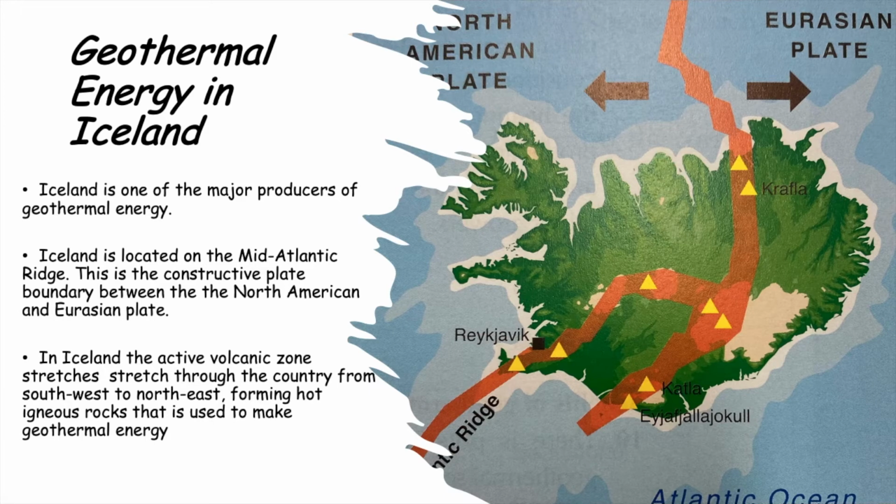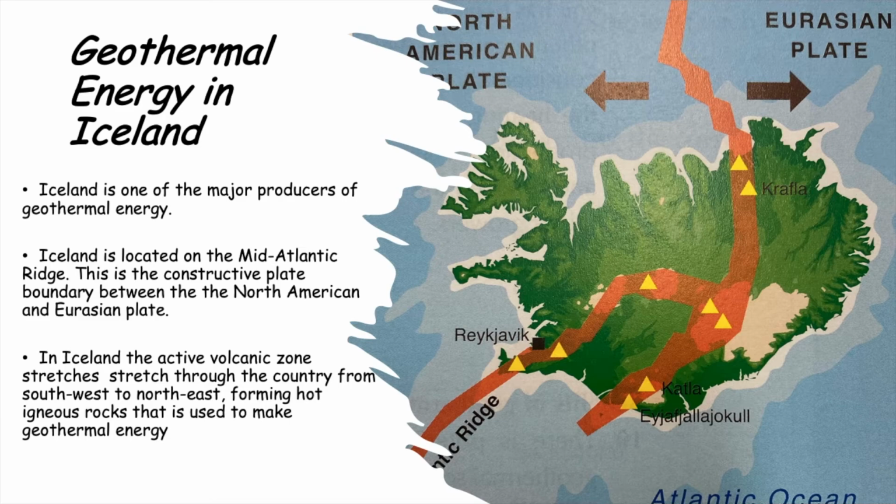So you need to know that Iceland is one of the major producers of geothermal energy. It's the pioneer of geothermal energy. It's been producing geothermal energy since the 1930s. It's located on the mid-Atlantic ridge, right in the middle of the Atlantic Ocean, where the North American plate and the Eurasian plate are separating, creating a constructive plate boundary. You will know what a constructive plate boundary is from your study of volcanic activity. And we need to know that in Iceland, the active volcanic zone stretches through the country from southwest to northeast, forming hot igneous rocks that are used to make geothermal energy.